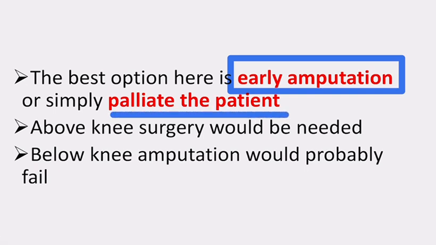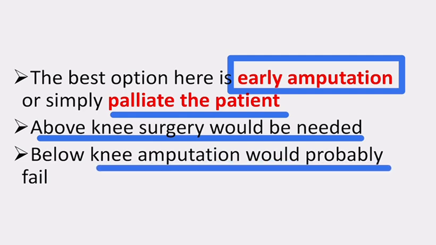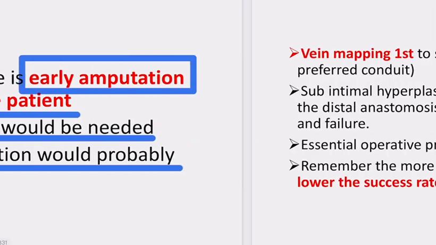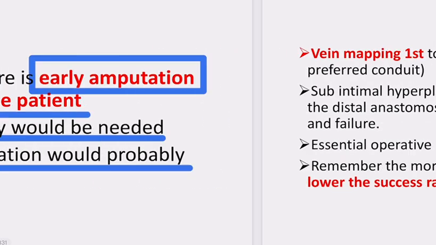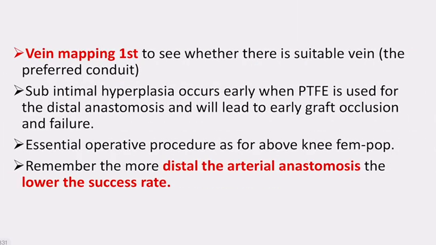Early amputation will palliate the patient, and above knee surgery would be better in this condition because there is obstruction in the superficial femoral artery, and below knee amputation would probably fail. That means when a below knee amputation is done in this condition, another amputation in the mid thigh may be needed. So first we should go straight to the mid thigh amputation.